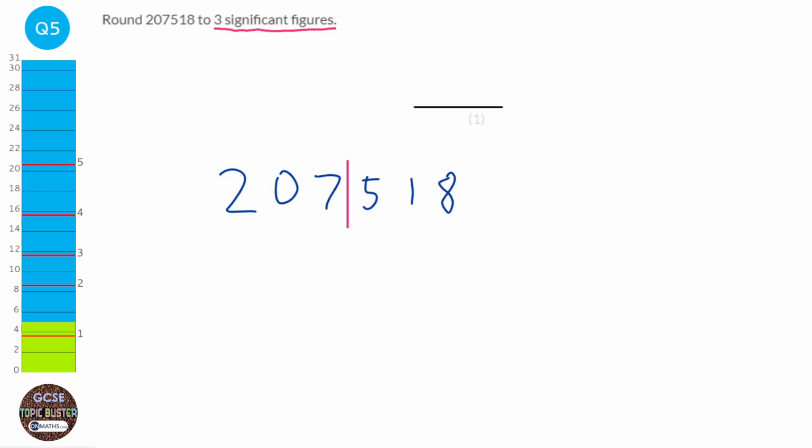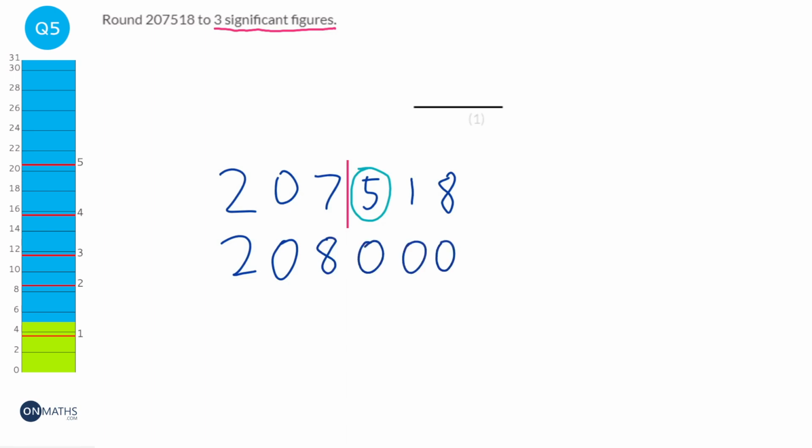Now all the numbers to the right, so these numbers here, will all turn to 0. But before that happens, we look at this number. Now this number, if it's 5 or more, it moves this number up by 1. If it's less than 5, that number stays the same. Now it is 5 or more, because it is 5. So it's not going to be 207, it's going to be 208. Now, a common mistake is that students write down 208. No, all the numbers to the right of that line turn to 0. So it would be 0, 0, 0. So it would be 208,000 exactly.